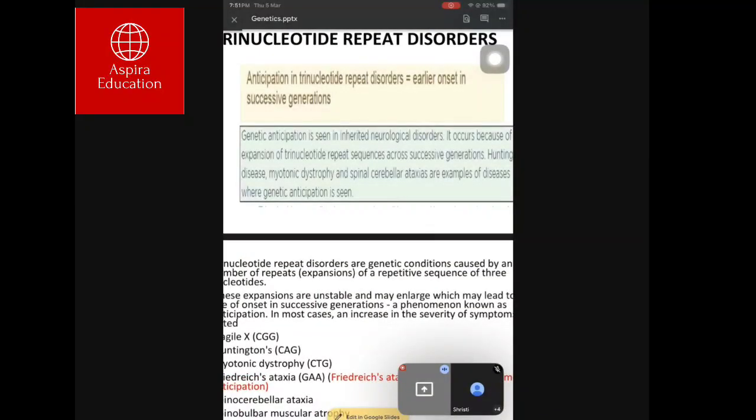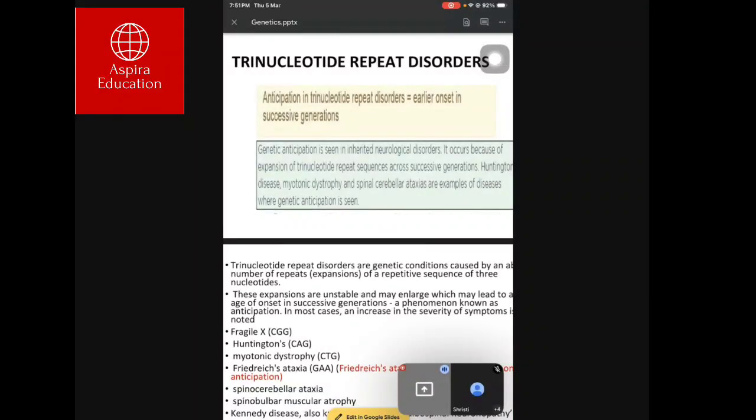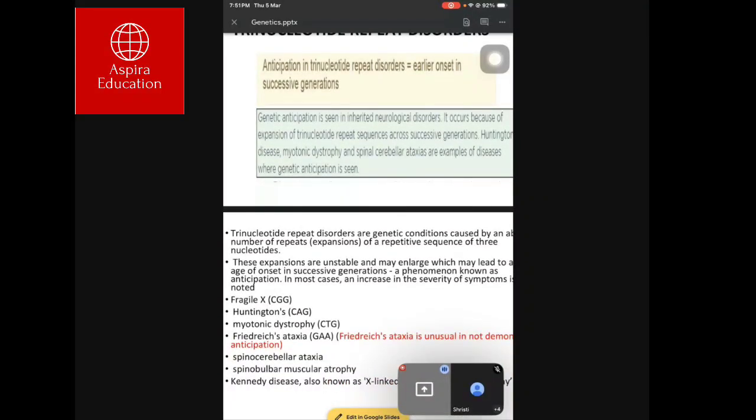Okay, now anticipation is a phenomenon which is seen in trinucleotide repeat disorders. These are nothing but a repetitive sequence of 3 nucleotides that get amplified with each generation. So suppose 10 to 35 repeats is normal. The next generation, which has an abnormal number of repeats, has 60. The next generation after that will have 80. So as the generations increase, the number of repeats increases as compared to the normal. So there are two features that occur with successive generations: the disease comes earlier and is more severe. This is called the phenomenon of anticipation, which is seen in trinucleotide repeat disorders.